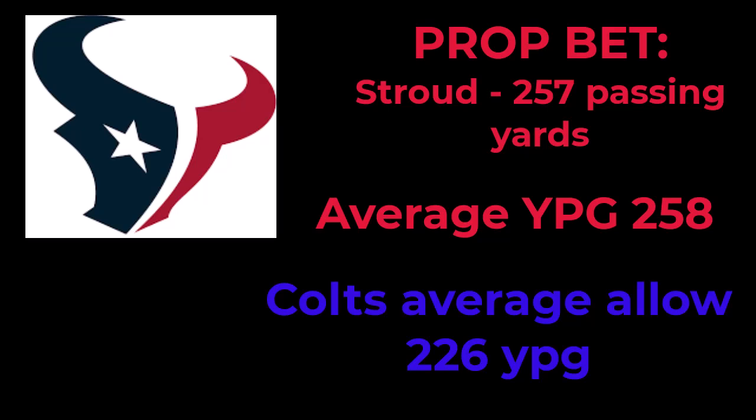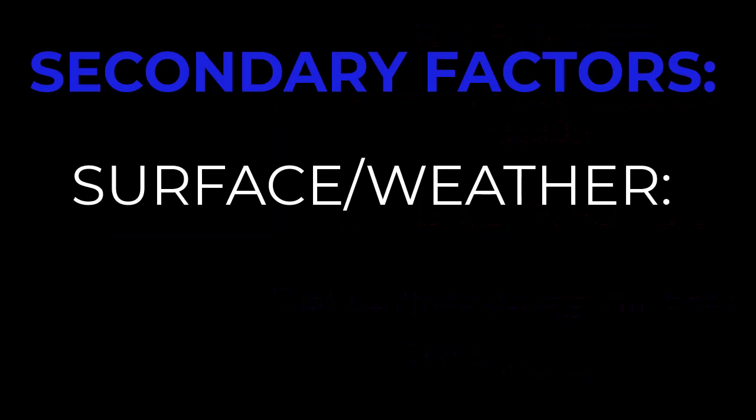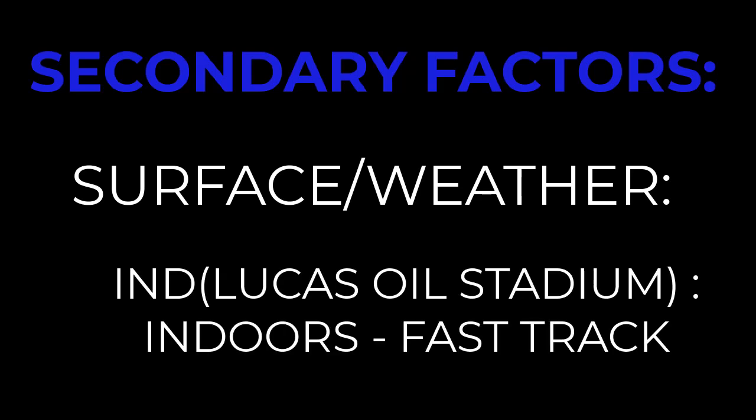For one thing, we have injuries in the Colts secondary. The starting quarterback's potentially out. Now we have to look at secondary factors, in this case, where the game's played, surface and weather. We really like looking at overs for an indoor stadium. Lucas Oil Stadium is just that. It's going to be a fast track with those Texans fast receivers and C.J. Stroud throwing the ball. We think that's going to lend itself towards an over.